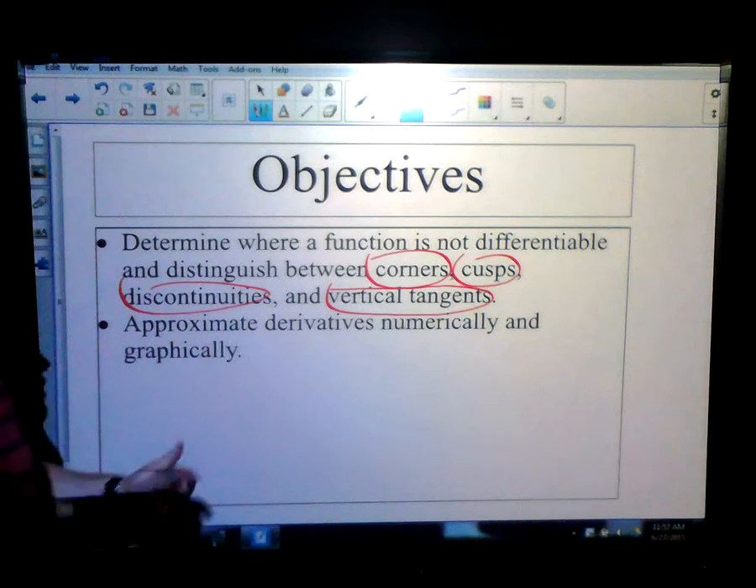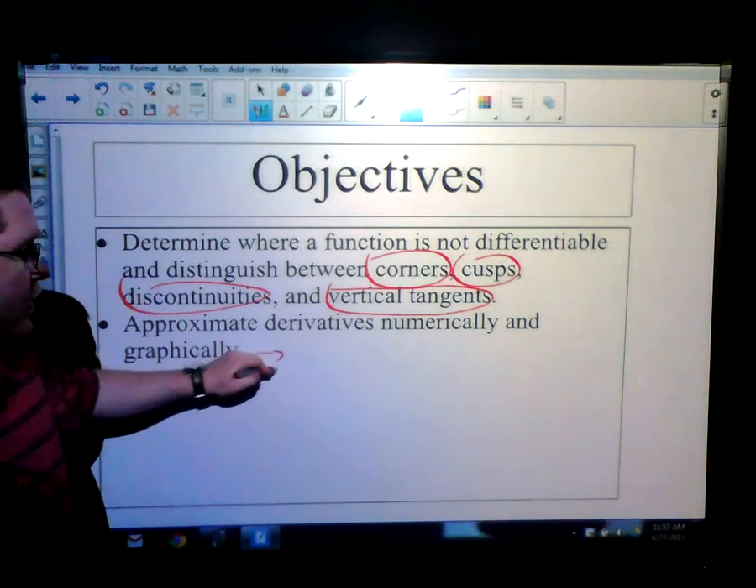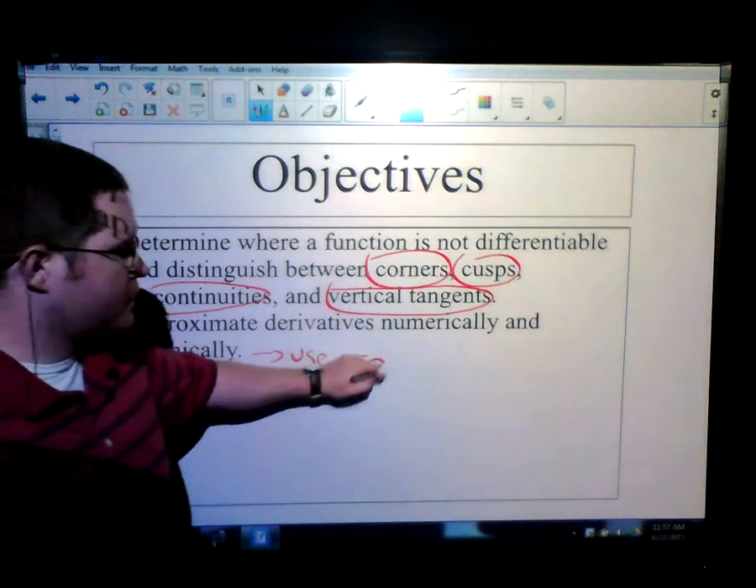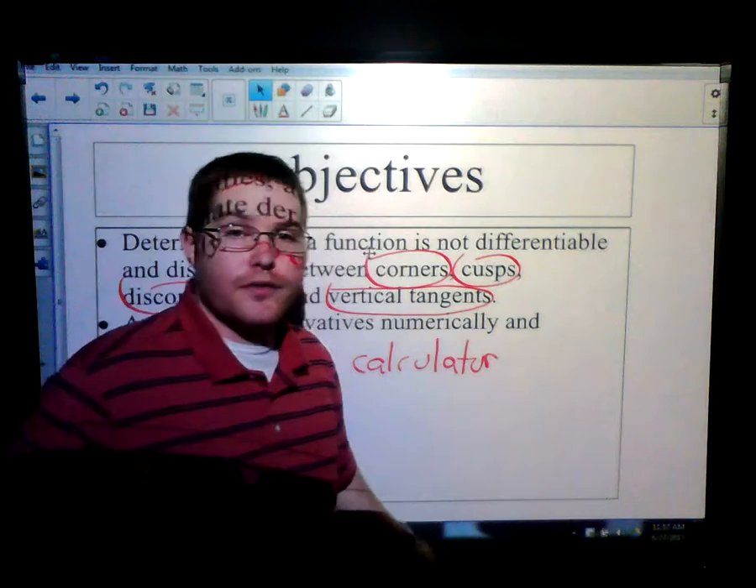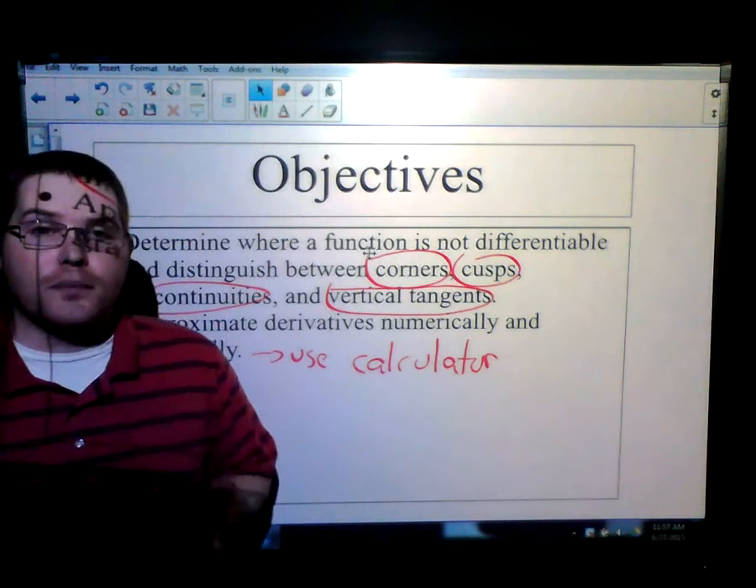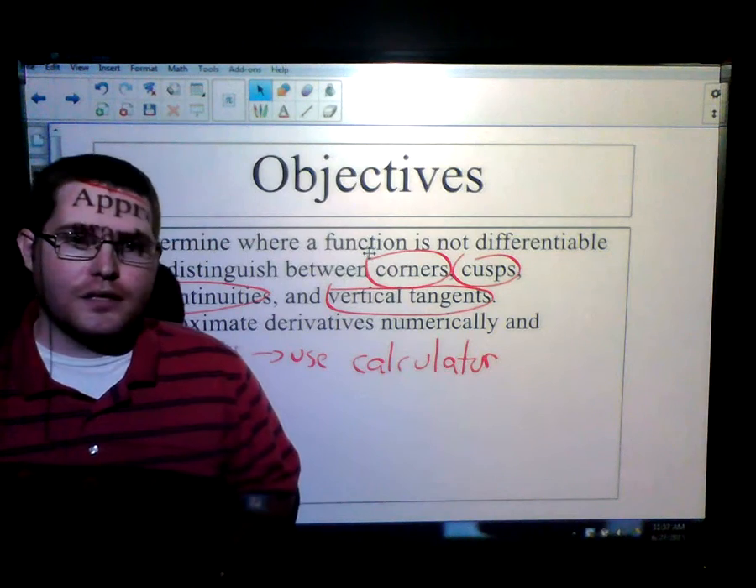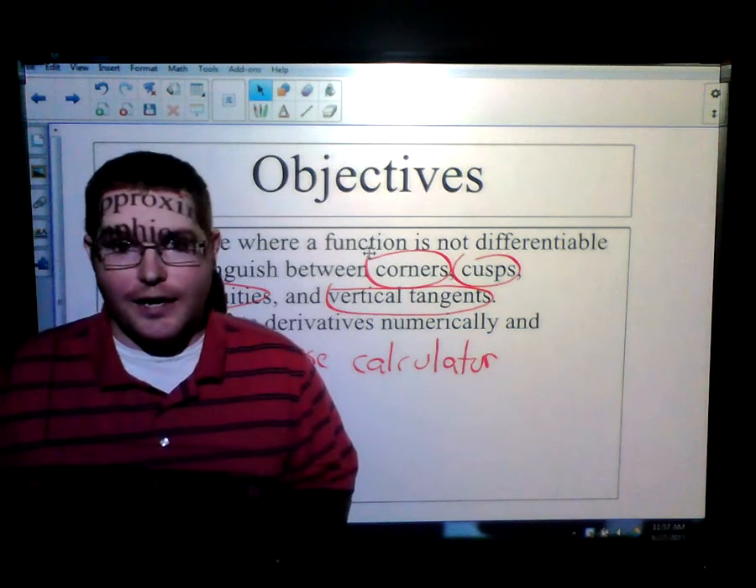And then we're going to approximate these things numerically and graphically. Okay? This means we're going to use a calculator. We're going to use a calculator to find a derivative. Last time we talked about how to use a calculator to find the slope at a point, or the derivative at a point. Today we're going to use the calculator to show us what a derivative graph looks like.